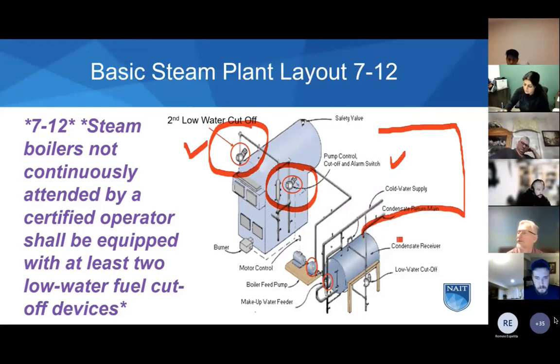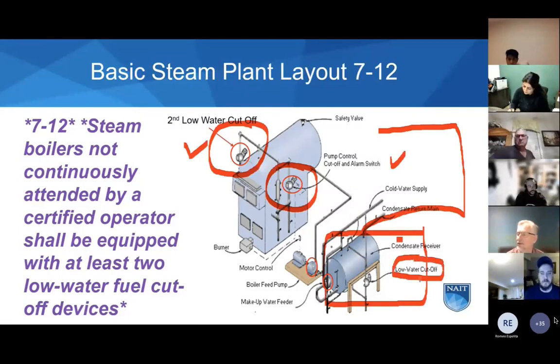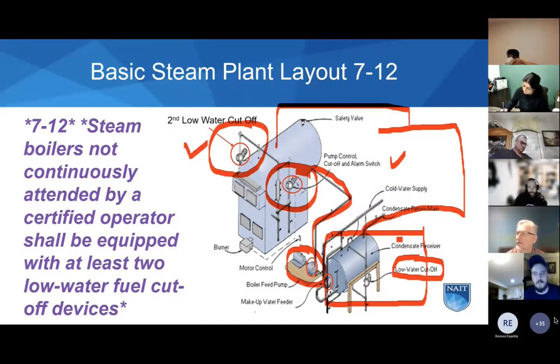So this is a condensate receiver or a condensate tank. Notice there's also a low water switch on here. Let's call it a low water switch instead of a low water cutoff to be less confusing. And this tank feeds a pump. And this pump is called our boiler feed pump, and that's where the water comes back into the boiler to make up for the level of the steam going out to the system. Let's make this a radiator here. Okay.